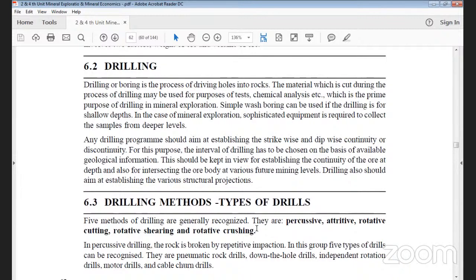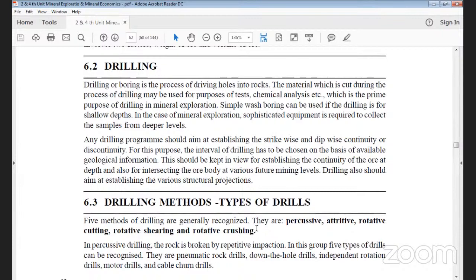These may be used for the purpose of testing for chemical analysis, and some of the core samples we collect from the holes are useful for the study of mineralogy or microscopic features. A simple wash bore can be used for drilling at shallow depths. In the case of mineral exploration, sophisticated equipment is required to collect samples from the deeper levels. In any drilling program you undertake, the main aim is to establish the strike-wise and dip-wise continuity or discontinuity of formations.